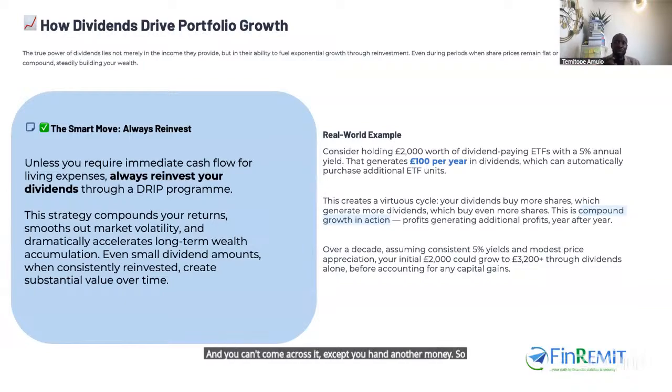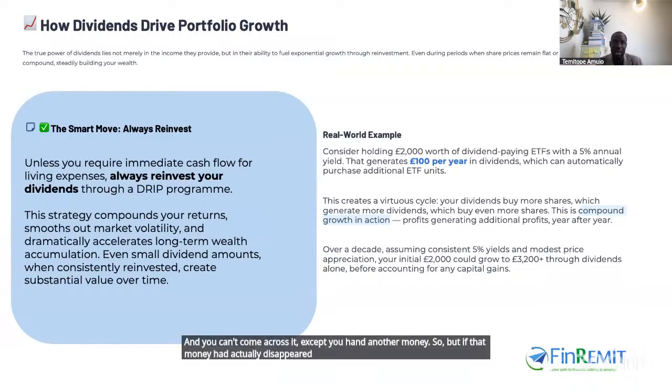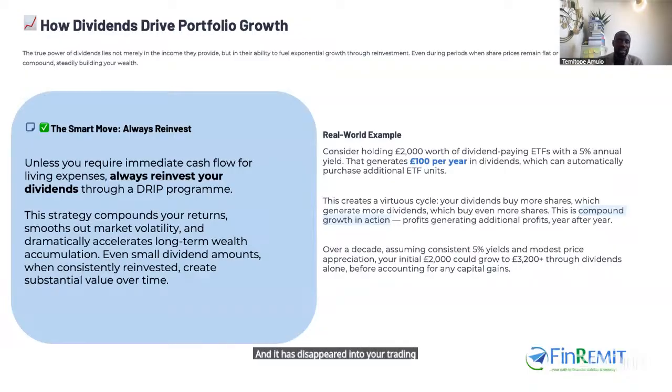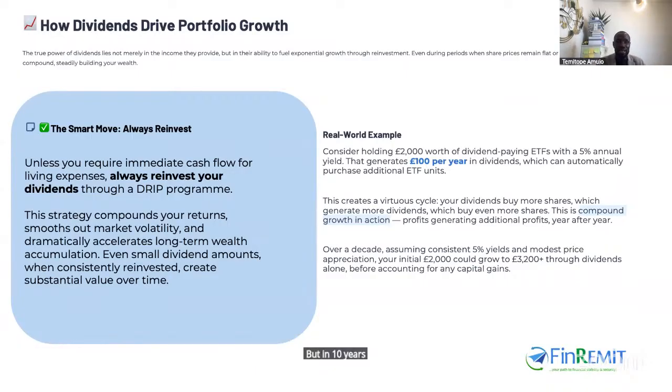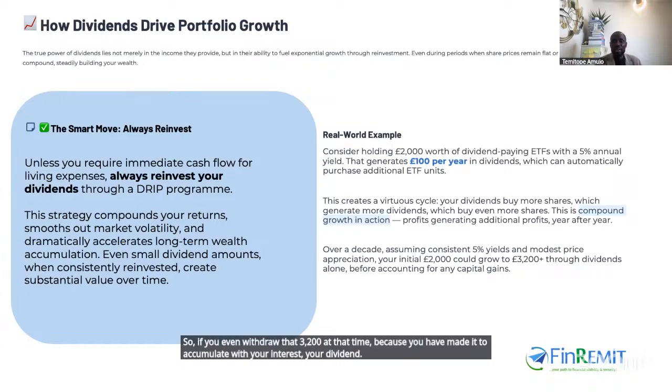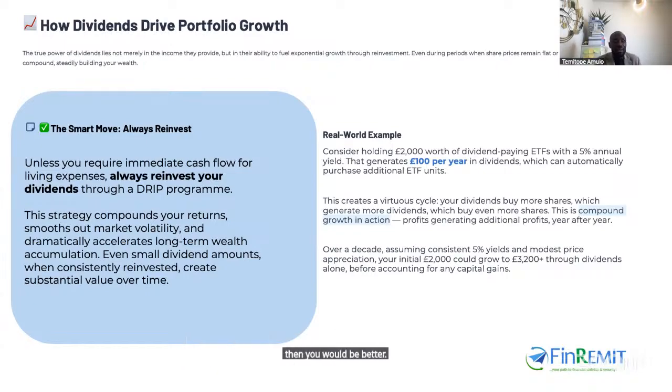But if that money has disappeared because you spent it, you will only be remembering that you bought that burger then or something. But in 10 years, if it has been in shares, you will now be looking at £3,200 plus. So if you even withdraw that £3,200 plus at that time, because you have made it accumulate with your interest and your dividend, then you would be better off. You can even use it to buy anything of your choice at that particular time.